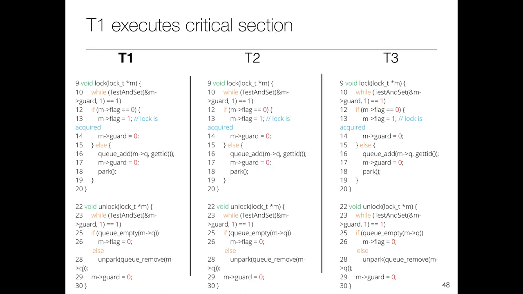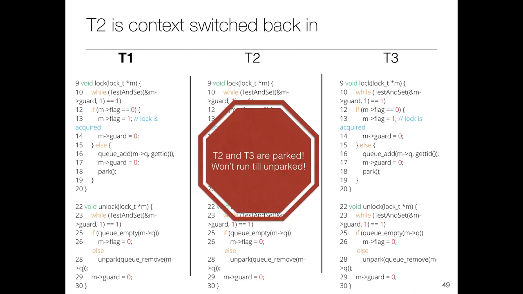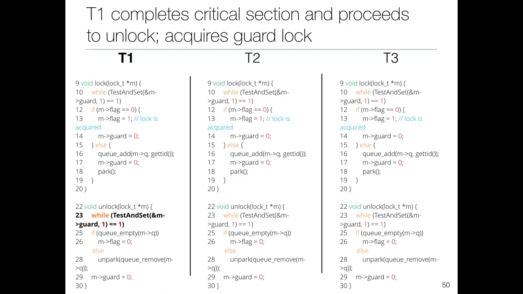Now T1 has executed the critical section. Can T2 be context switched back in? No, right? Why? It's parked. Because it's put to sleep, and until and unless it's unparked by some other thread, it will sleep indefinitely in some sense. Now T1 completes the critical section and it proceeds to the unlock.